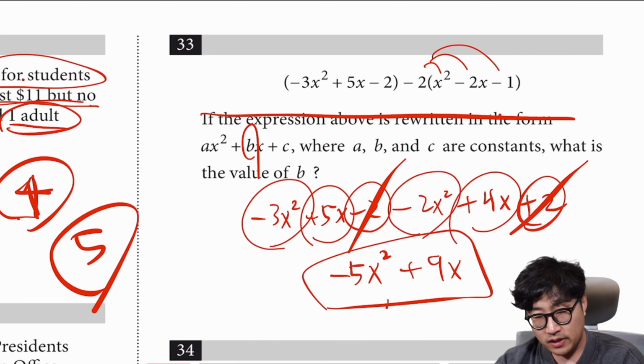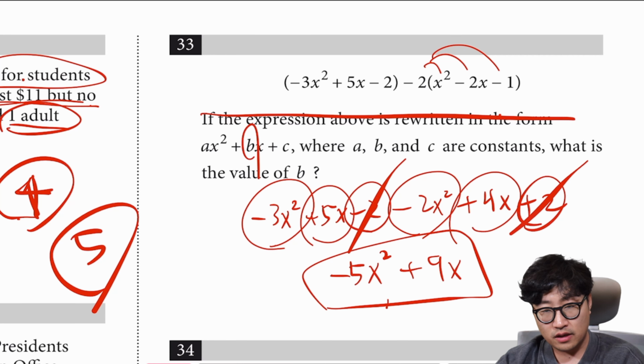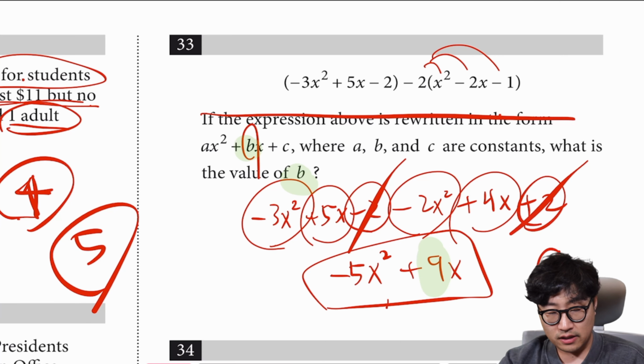So what is the value of b? It's probably 9, the one in front of the x, right? All right, so that's what that b is going to be, a 9.